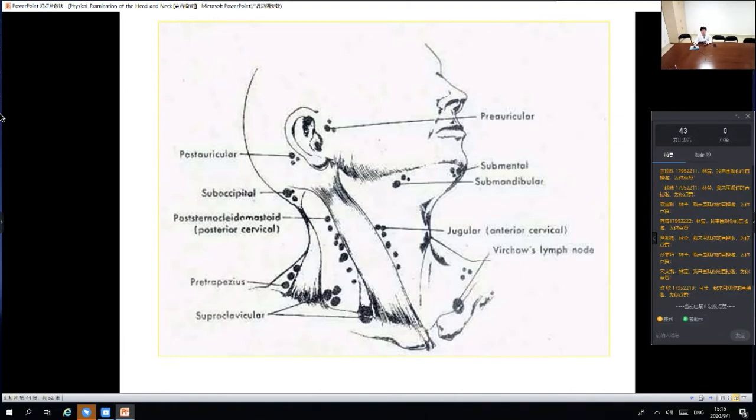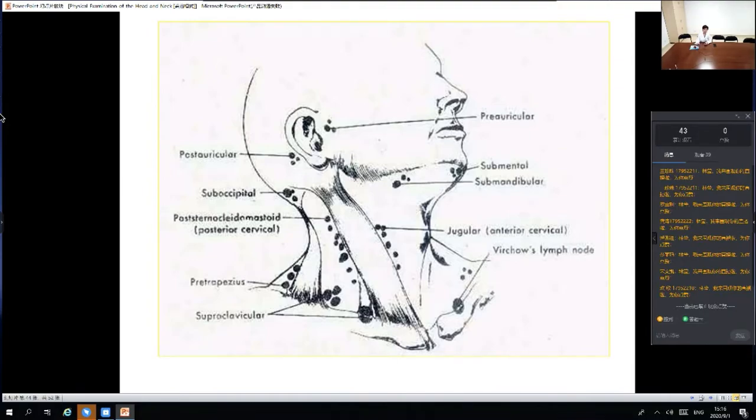And there are 2 other groups, the supraclavicular groups, just above the clavicle bone. These are the supraclavicular lymph nodes, and also the ninth group is the pretrapezius lymph nodes.